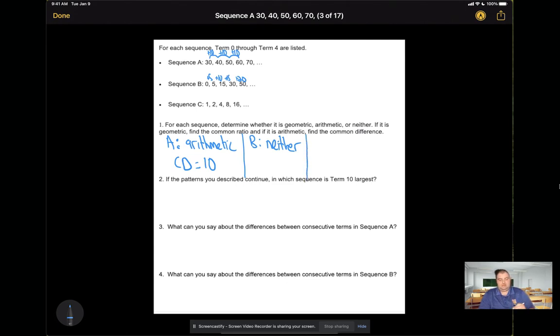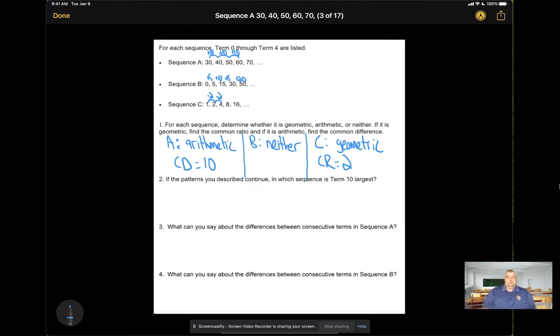So B is neither. And C, by process of elimination, that would mean C is geometric. But let's double check. So we say 1 times 2 is 2. 2 times 2 is 4. 4 times 2 is 8. So yes, that is definitely a geometric sequence. So sequence C is a geometric sequence. And the common ratio this time is going to be 2, since our pattern is to double, to multiply by 2.